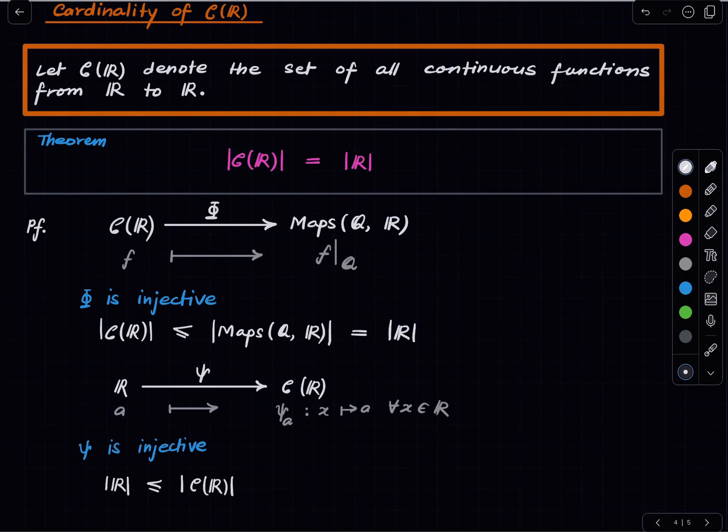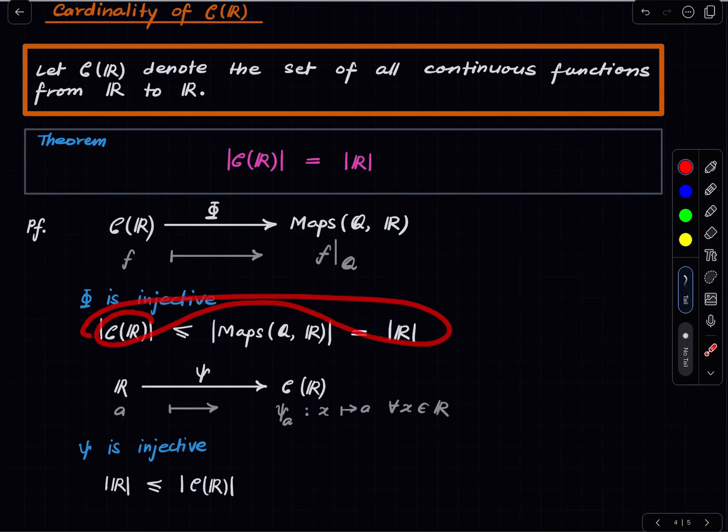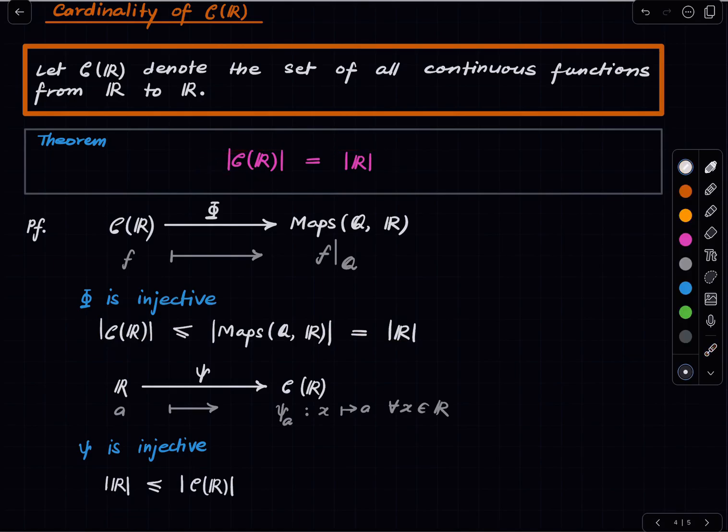And now these two things together with the Cantor-Schroeder-Bernstein theorem deduce our desired theorem. I should have recalled the Cantor-Schroeder-Bernstein theorem, but you can look it up in the playlist of this lecture series if you have forgotten. It just says that if there is an injection from a set A to a set B and an injection in the other direction, then there is a bijection between A and B.